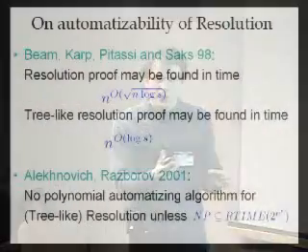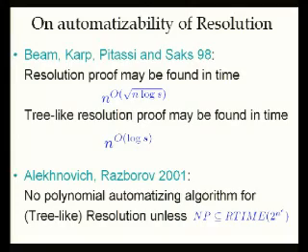And the question of resolution automatizability is the following. Assume you know that there is some short resolution or tree-like resolution inference. Can you build another resolution proof which is as small as possible?